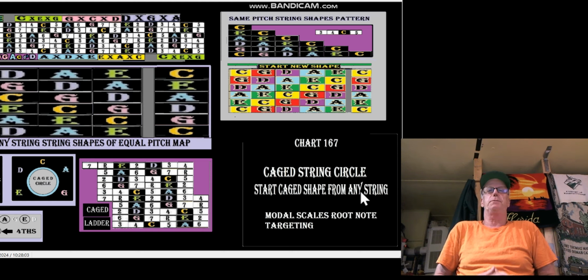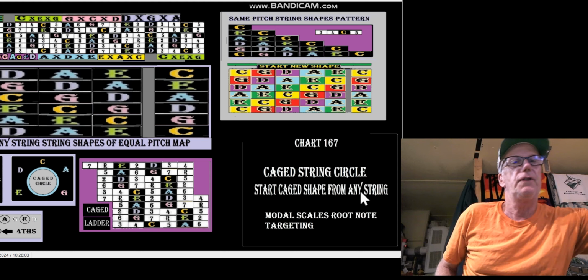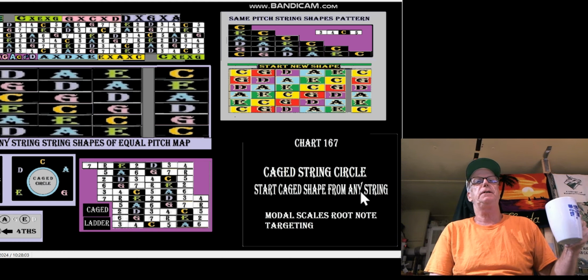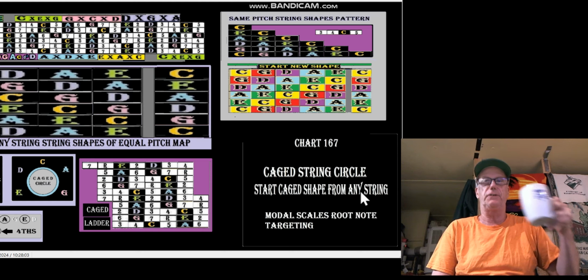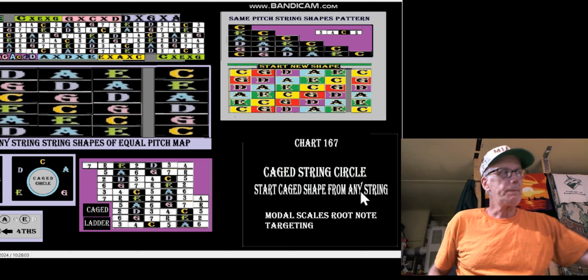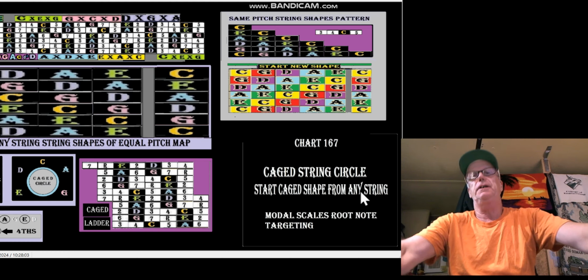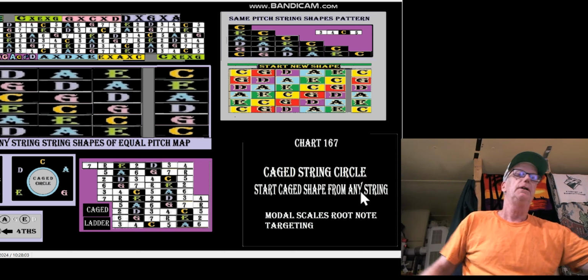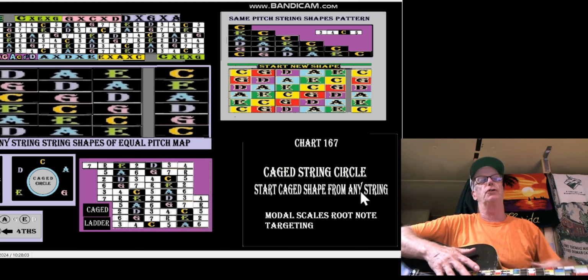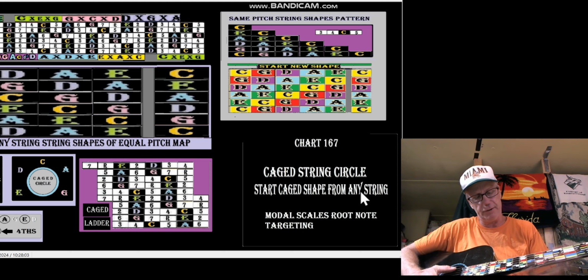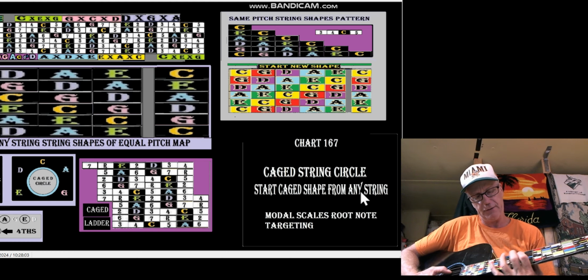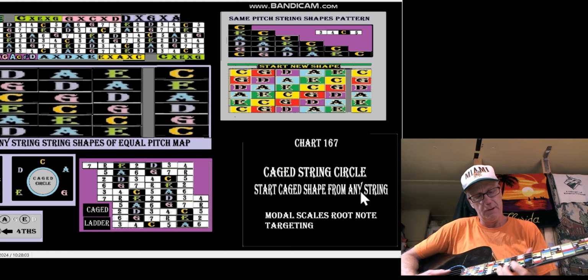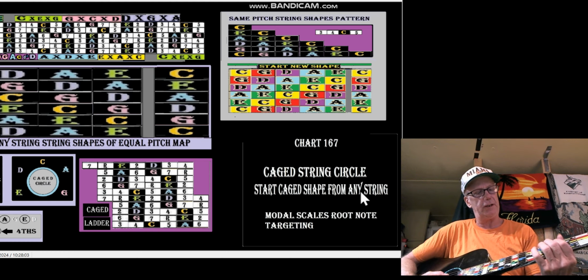Now anyone who's been following these videos knows that start cage from any string has been a real fun thing to do, and it's been kind of misunderstood, and it's been kind of magic. It used to be called the magic circle. So let's say we're going to start a G shape, which would normally be like this. We're just going to start that same G shape over here now.